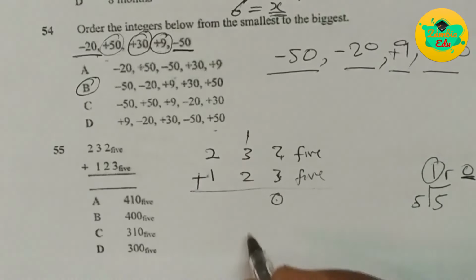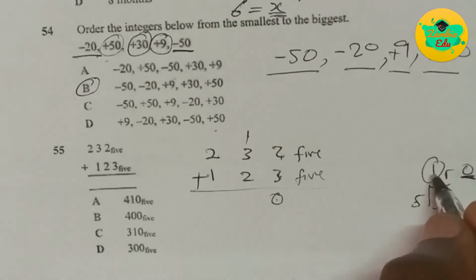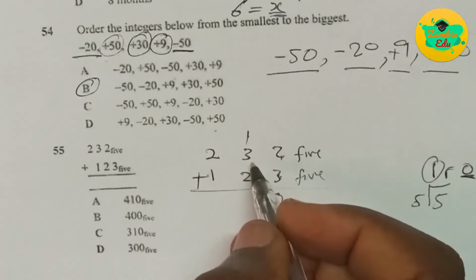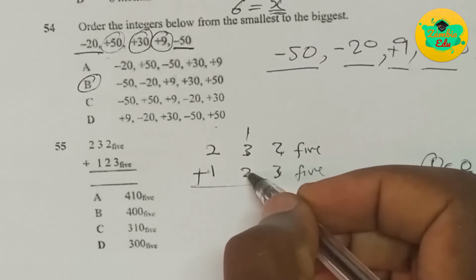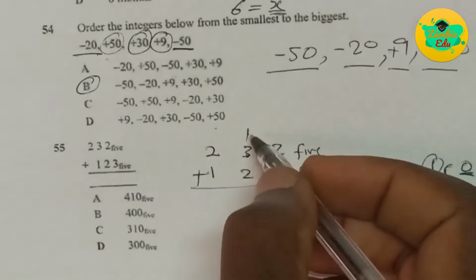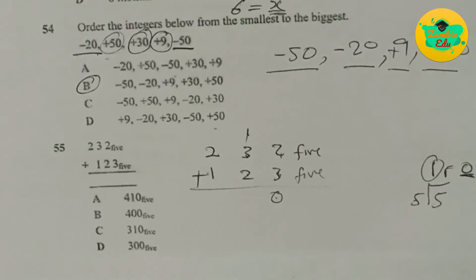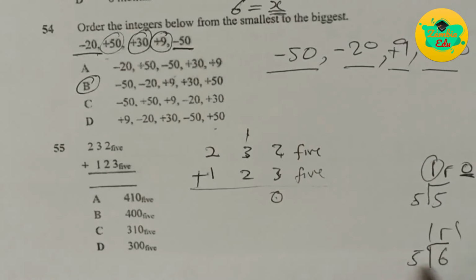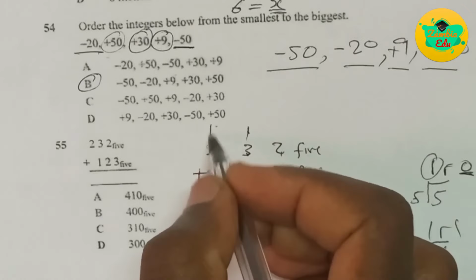Three plus two is five again. So we do the same. It gives us one, remainder zero. Pardon me, 3 plus 2 is 5 plus 1 is 6. So we say 5 into 6 is 1, remainder 1. So we write our 1, remainder 1.